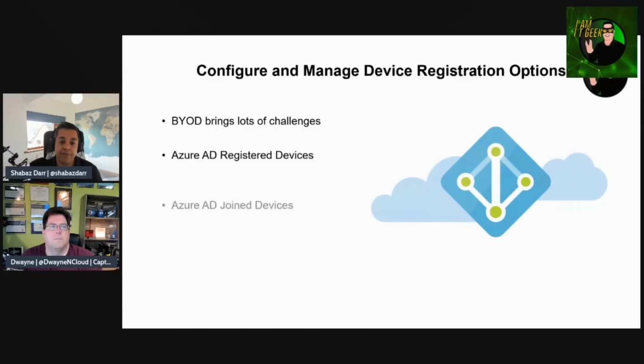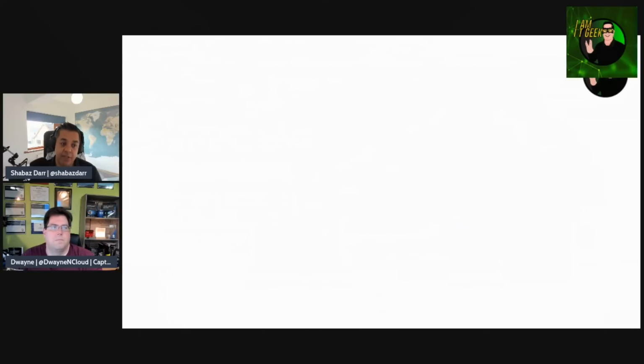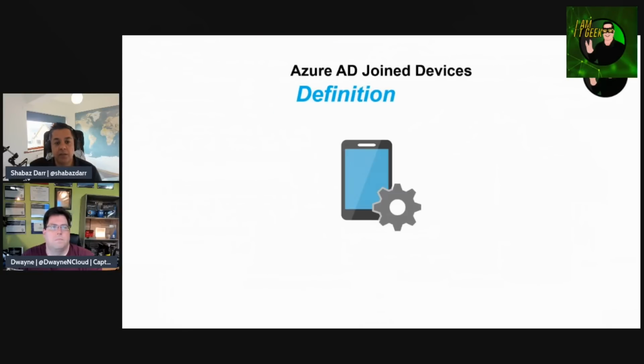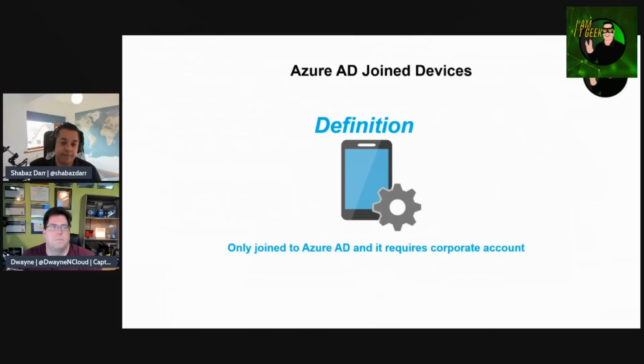Next, I want to move on to Azure AD joined devices. Let's go through what we just went through, but this time with Azure AD joined. What's the definition? Only joined to Azure AD, and it requires a corporate account. Whereas with a registered device you could use a personal account, this has to be a corporate account. For example for Netcompany, shabaz.dar@netcompany.com.